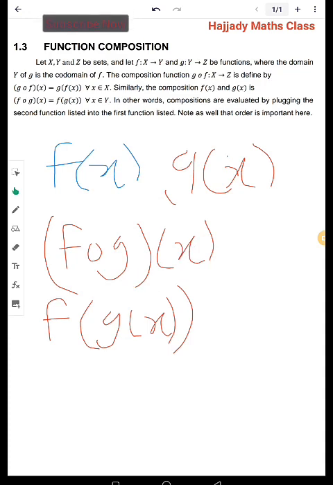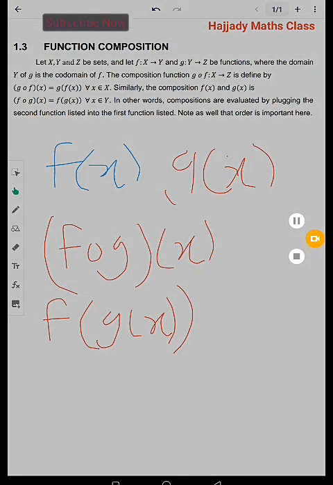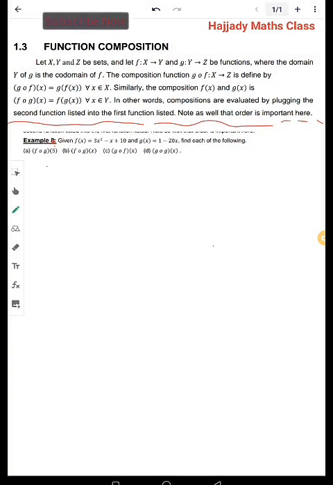I'm going to provide you with an example now to illustrate what I'm trying to say. Given that f of x equals 3x squared minus x plus 10, and g of x equals 1 minus 20x, find f of g of 5. This can be written as f into bracket g of 5.